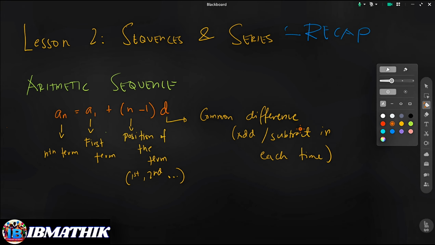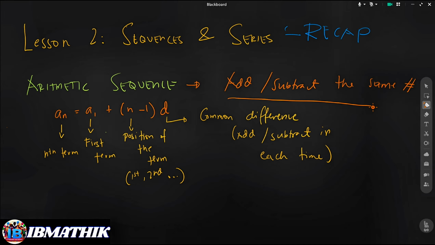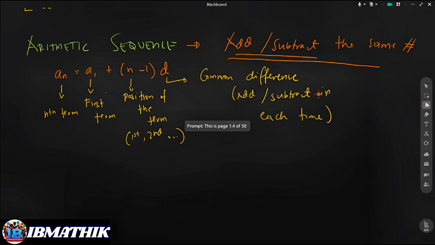Alright, so let's take an example of arithmetic sequence. Again, when we say arithmetic sequence, the pattern of this is add or subtract the same number. So the pattern of this sequence is constant. It could be addition or subtraction. This is the pattern. Okay, so let's take an example.